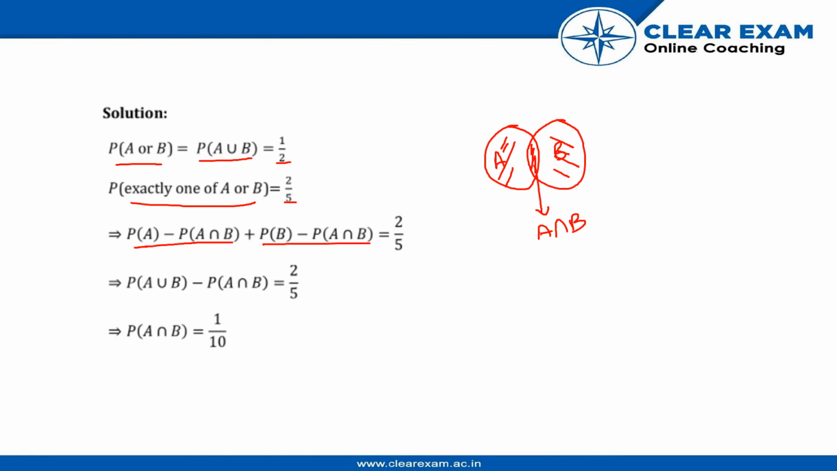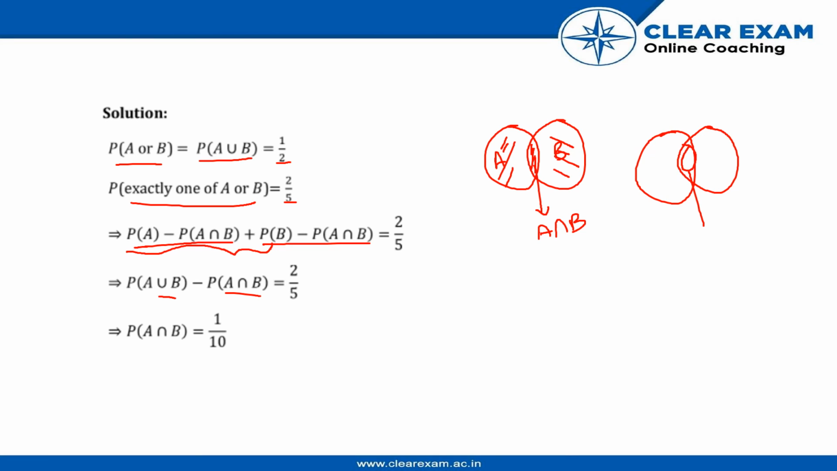So again, probability of A plus probability of B minus probability of A intersection B. Now let's compute the probability of A union B. A union B is nothing but probability of A plus probability of B minus probability of A intersection B. This is just because this area is calculated twice, so we subtract it once. So we take this whole and compute it to probability of A union B minus probability of A intersection B, which is equal to 2 by 5.